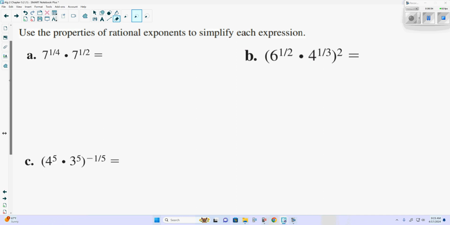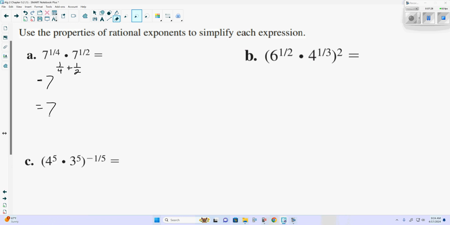So, what we're looking at is simplifying each expression. The first one's kind of nice: 7 to the 1/4 times 7 to the 1/2. If the bases are the same, we add the exponents. So we're saying 7 to the 1/4 plus 1/2. Now, unfortunately, the calculator will give you an answer if you put 7 to the 1/4 plus 1/2 in it, but it gives you a decimal.